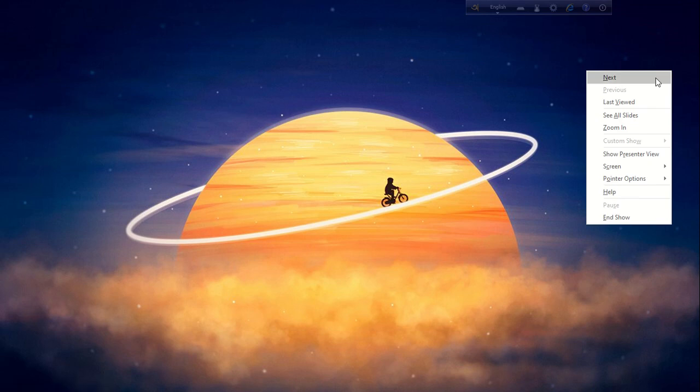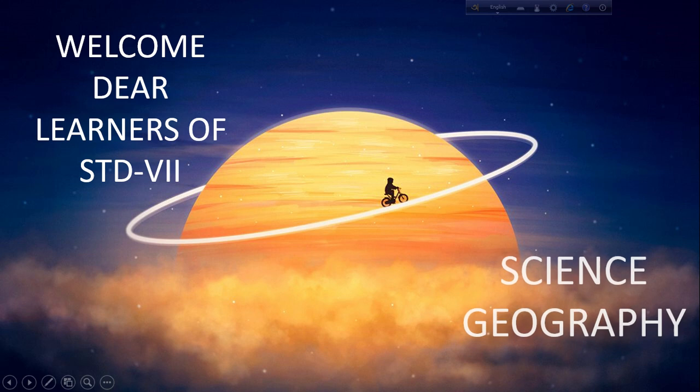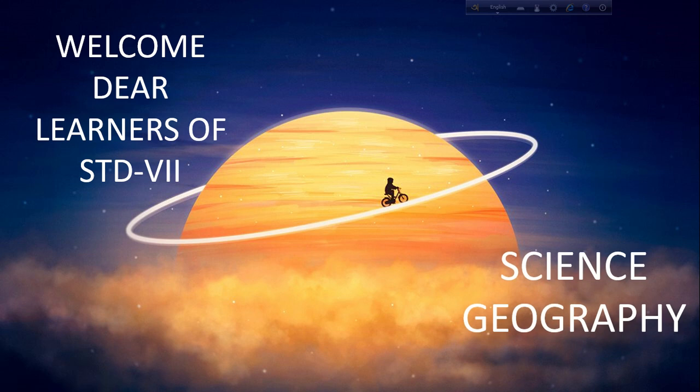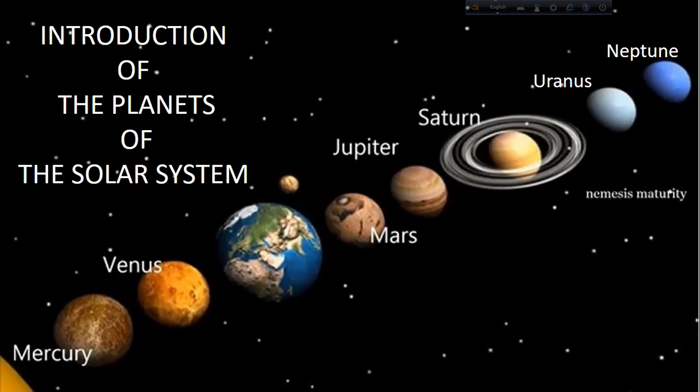Dear learners of Standard 7, it's a very good morning and welcome you all again to my today's online class from your science book, The Part of Geography. Previously, I had discussed in front of you from lesson 1, the earth moves round the sun. Today, I will discuss the formation of the solar system and the introduction of the planets one by one.